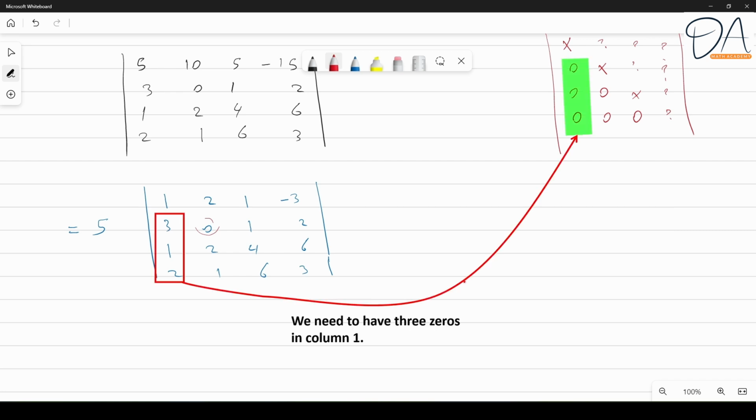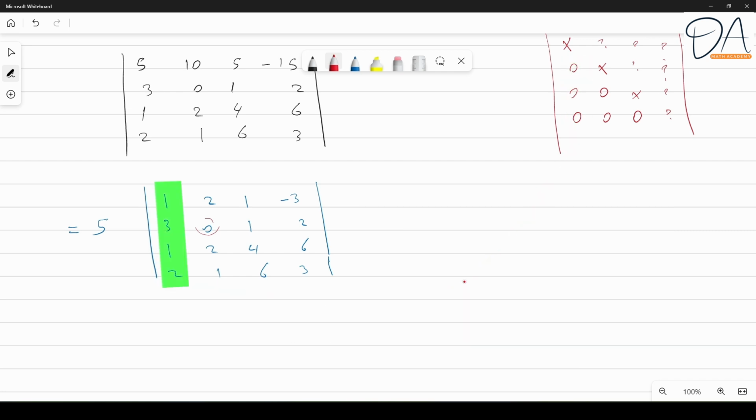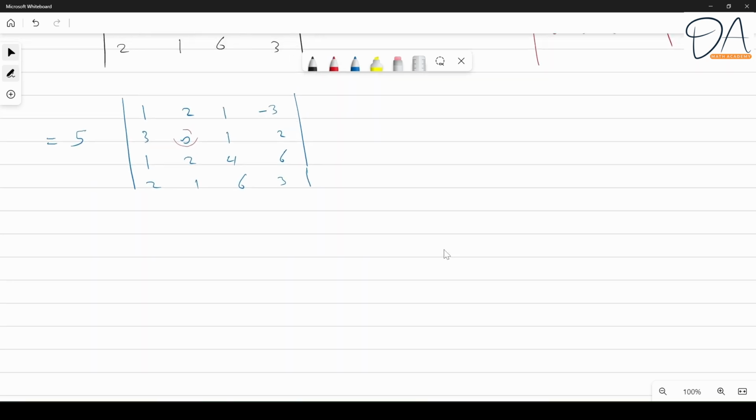So column 1, we're trying to introduce 3 zeros. Since we're on column 1, we'll be using the first row to introduce the zeros. So the first row will not change. We'll be using it to introduce zeros in the other rows, but itself it will not change. Looking at the first element here, this is where we're trying to introduce 0. So this is 3. In order to cancel 3, I need minus 3. So I need to multiply the 1 with minus 3. So our first operation will be minus 3 R1 plus R2.